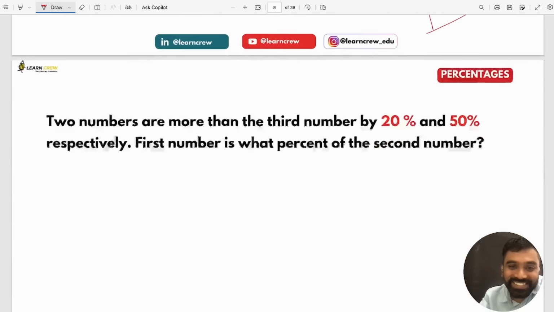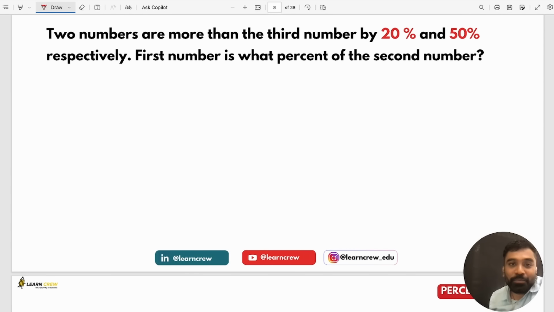Don't worry. Okay? Two numbers are more than the third number by 20% and 50% respectively. First number is what percent of the second number? They did not ask more, they did not ask less. They just asked what percent of the second. Okay, how many numbers are there in total, sir? Three numbers are A, B, and C. Two numbers are more than the third number. So which are we going to take as a base? So third number is the base, sir. Yes, absolutely right. Sir, third number, let me take it as 100, sir.